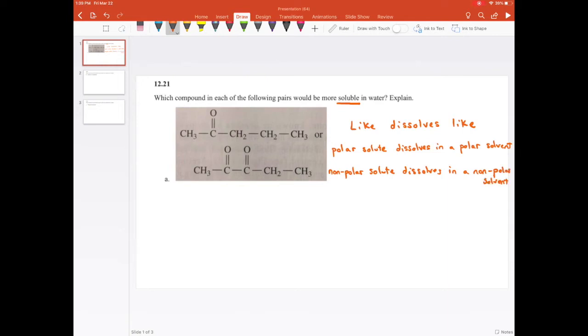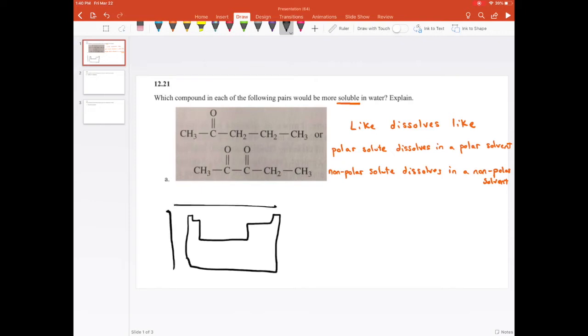Remember what it means to have a pole. If I draw any molecule, the way that you can recognize whether it's polar or not is whether there's a big difference in electronegativity. Electronegativity on the periodic table increases as you go up and to the right. So the most electronegative elements are here at the top right. Electronegativity tells you how much an electron is attracted to a nucleus.